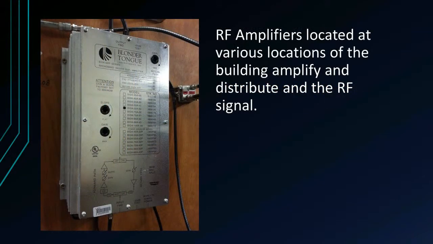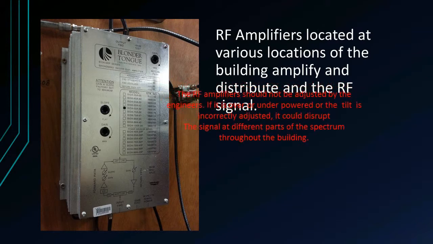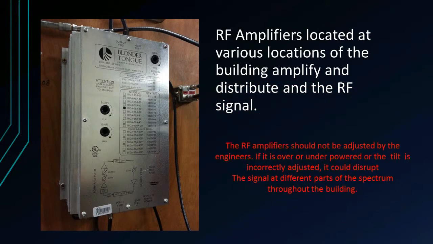This is a picture of an RF distribution amplifier. The amplifiers are located throughout the hotel and are critically balanced to distribute the television signal. The amplifiers should not be adjusted by the engineering staff, as an incorrect setting could disrupt the signal at different parts of the spectrum throughout the building.